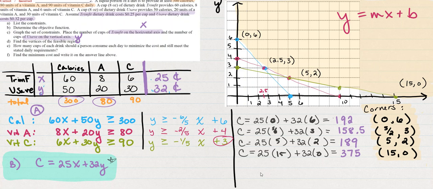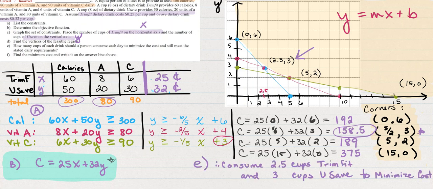When I do that calculation, that arithmetic, I'm getting the cost minimized when x is 5/2 and y is 3. So in other words, 2.5 servings of Trim Fit with 3 servings of You Save would cost $158.50. So it looks like that's our minimum. I'm going to write that out for part E. How many cups of each drink should a person consume? Therefore, consume 2.5 cups of Trim Fit and 3 cups of You Save to minimize your cost.